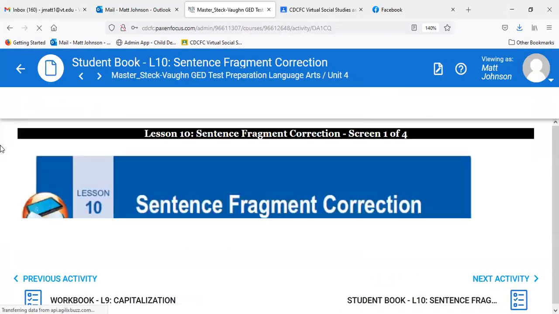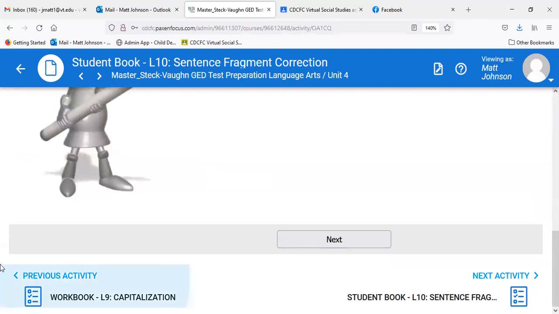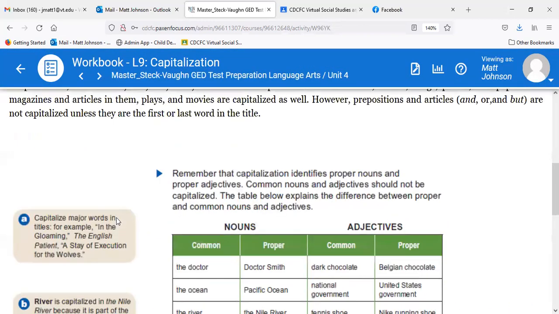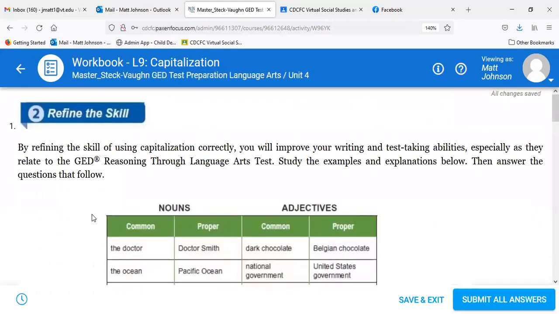Okay. Oh, wait a minute. I just went too far. We need to finish our capitalization workbook. Okay.